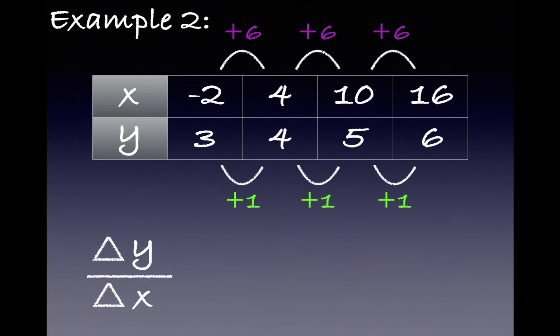Now with a horizontal table, it's really easy to mess this part up because we see the 6 on the top and the 1 on the bottom, so we want to say that the slope is 6 over 1, but we really have to be careful to make sure that we always put the change in the y values on the top. So the change in y would be 1, and the change in x would be 6. So the slope for this table would be 1/6.